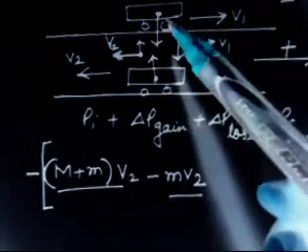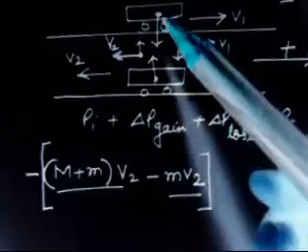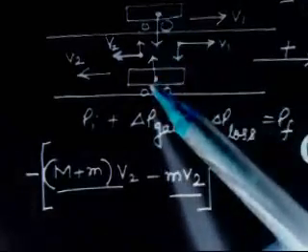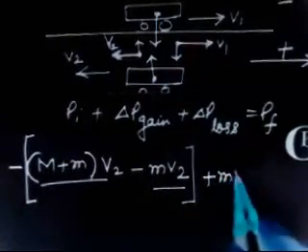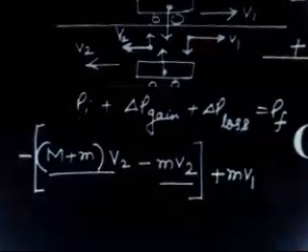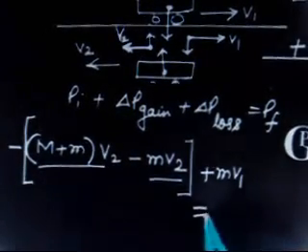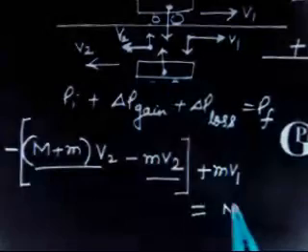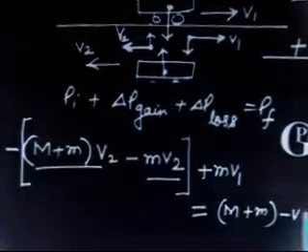What is the gain? This is the loss, and if this mass comes here, it brings a momentum of mv1 in this direction, so I will have to take it as positive. So this will have a momentum of mv1. And the final equation says this block is moving in this direction with velocity v. So now this has a mass m plus m, and this is moving in this direction, so I will have to apply minus v.